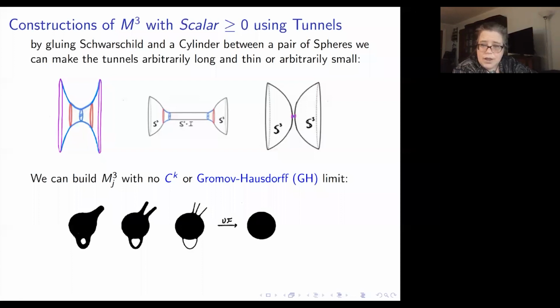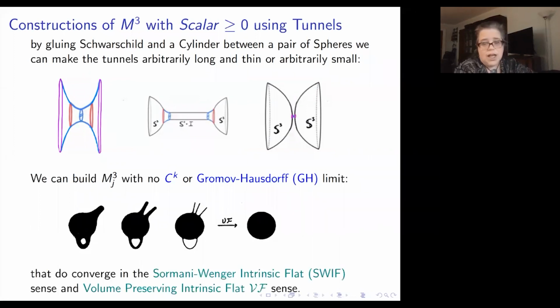So we can build M_j^3 that have no C^k or Gromov-Hausdorff limit in this way. And here you'll see what I've done is the 1 well, 2 wells, 3 wells, and so on. And you can have these tunnels, and you can run the tunnel from a sphere to itself. So there's no reason that this is 2 different spheres. This red part and this red part could be 2 different balls in the same sphere. And you can make the tunnel thinner and thinner. The tunnel could become longer. This sequence has no C^k or Gromov-Hausdorff limit. It does converge in the intrinsic flat sense, which I'll call SWIF sense here, and in the volume preserving intrinsic flat sense. All right, so I will have to talk about these some more. But this is a notion of convergence that does work for these classic examples. It was designed to work for them.